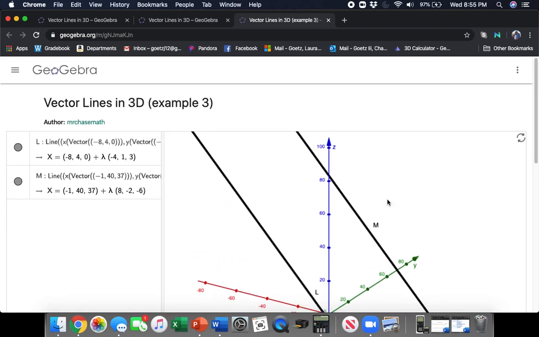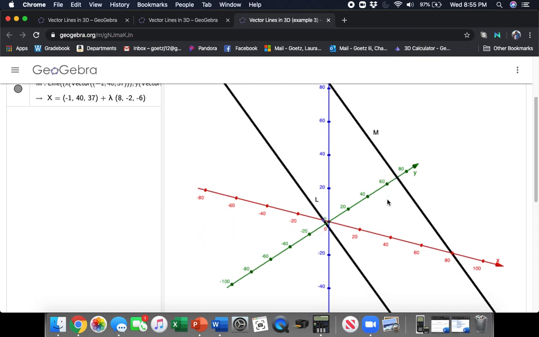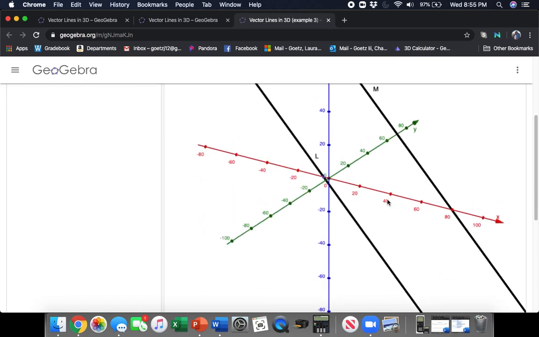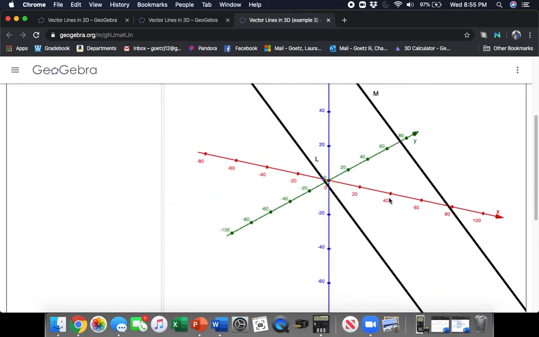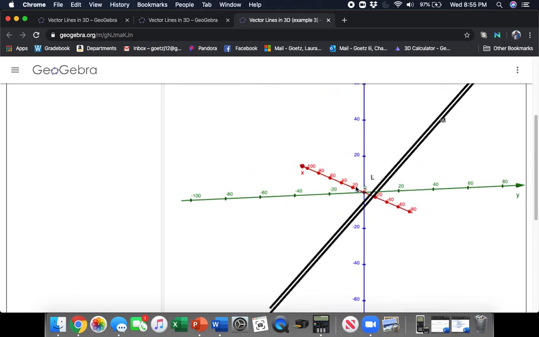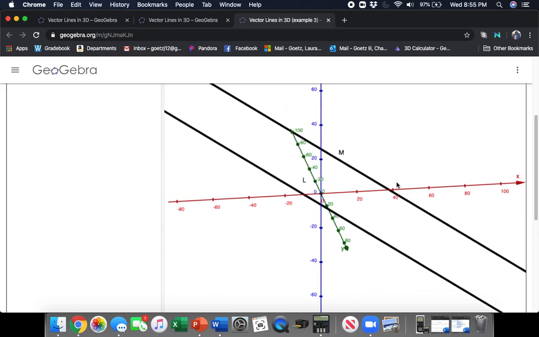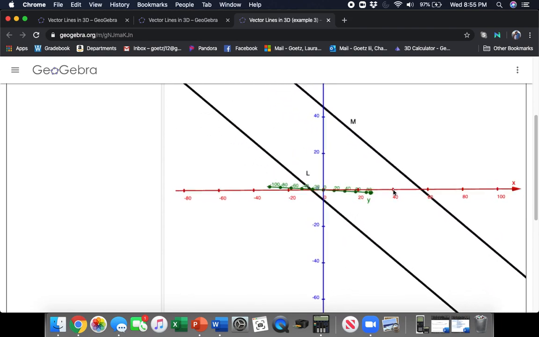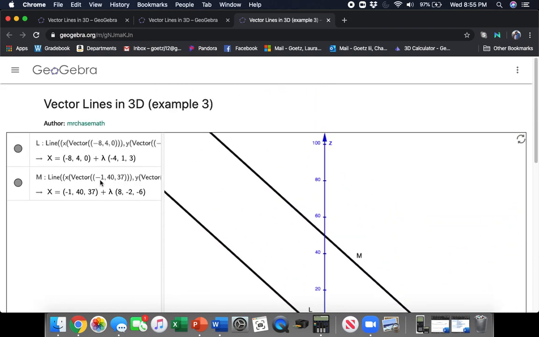These were the first example. The parallel ones. Right? Can you see that they are parallel? This is the first example, like my cup of water with the straw. Parallel lines. And you can see them up here, right? Where the direction vectors, -4, 1, 3, and 8, -2, -6, are multiples of each other. Lines parallel.